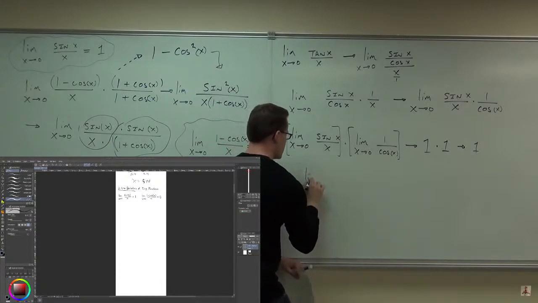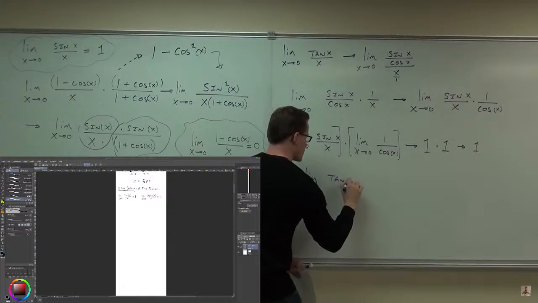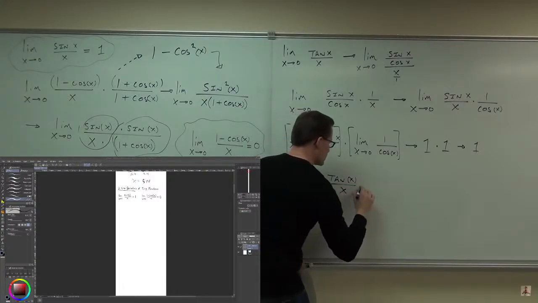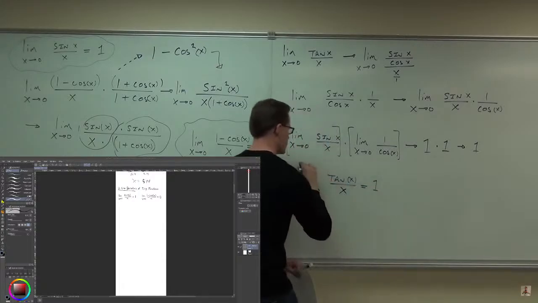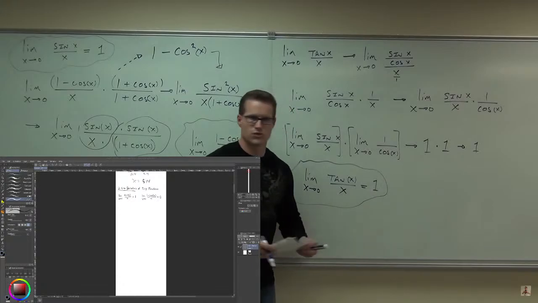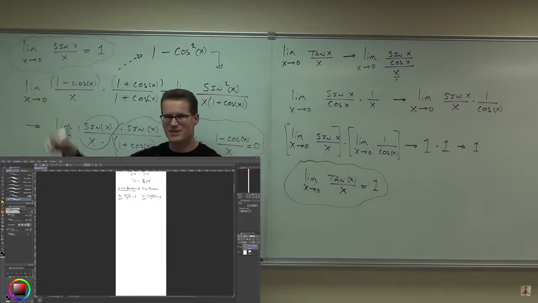That means the limit as x approaches 0 of tan x over x equals 1. Just like that one did. Interesting.